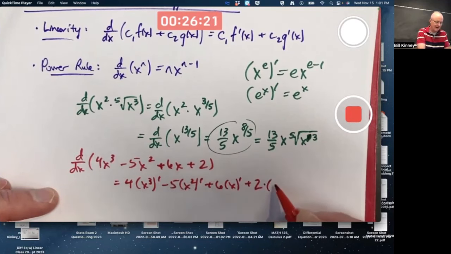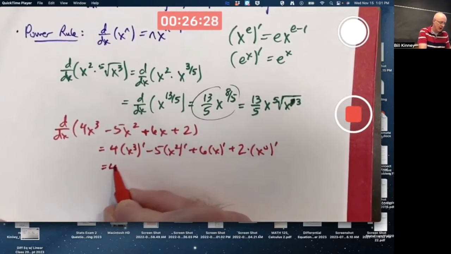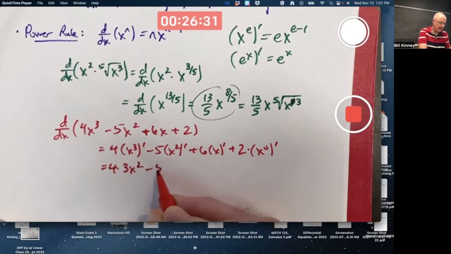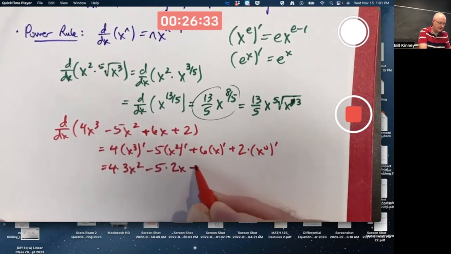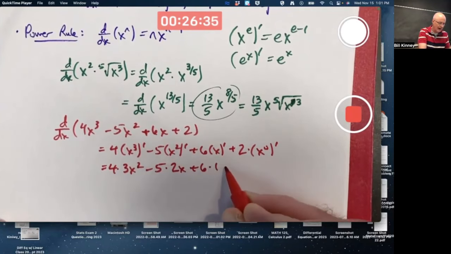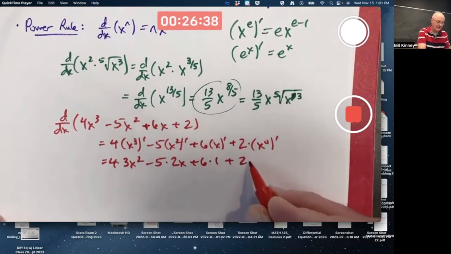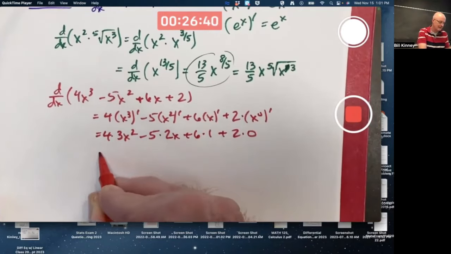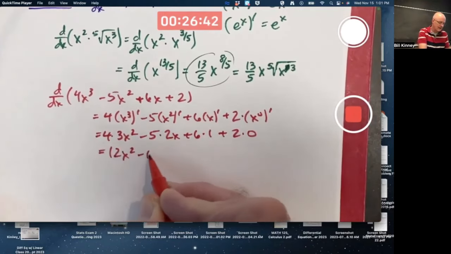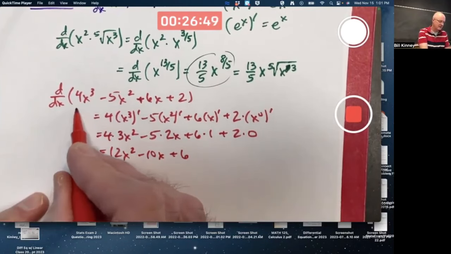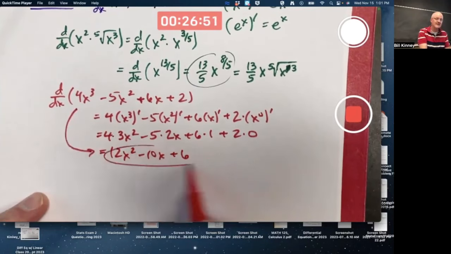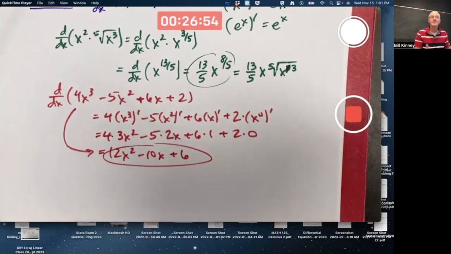You don't have to. x cubed prime is 3x squared. x squared prime is 2x. x prime is 1. And x to the 0 power prime is 0. This simplifies to 12x squared minus 10x plus 6. Of course, you got enough practice now that you can just jump from here to here, and that's fine. Get the answer quickly. It's fine to do that, but I wanted to illustrate that the rules technically do apply.